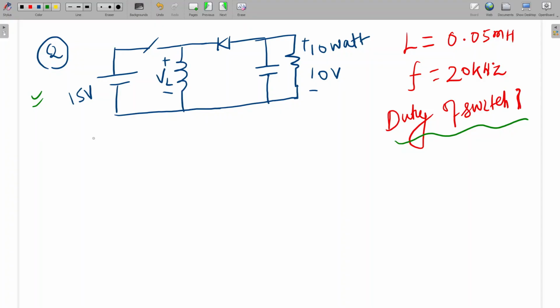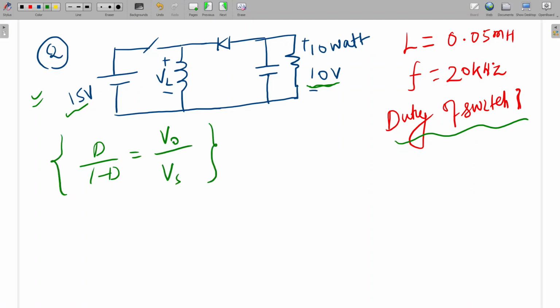Let's say options will also be given. Let's say normal. What will be the duty if it is working in continuous conduction mode? Can anyone calculate the duty? D divided by 1 minus D equals V naught by Vs. What will be the duty from this equation? We can write 1 by D minus 1 is equal to Vs by V naught.